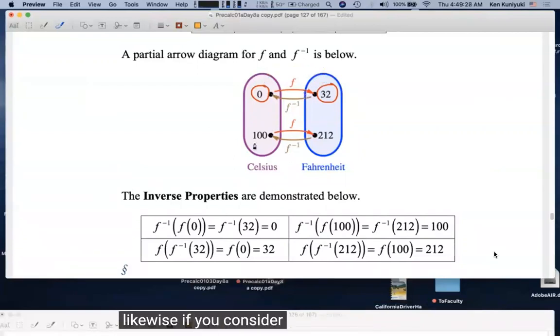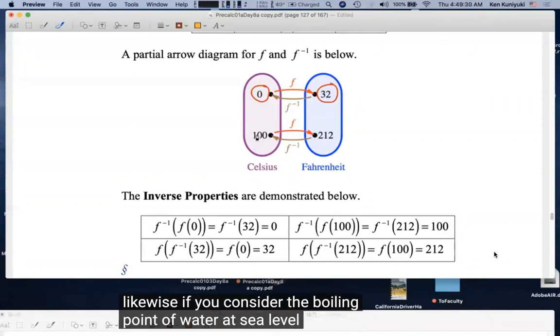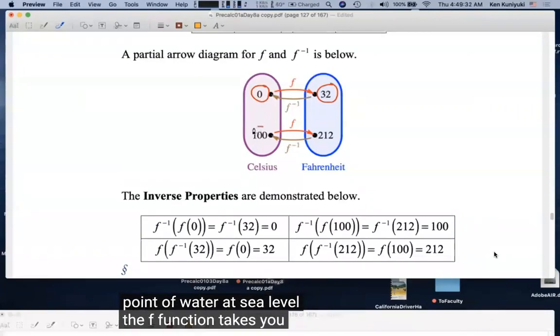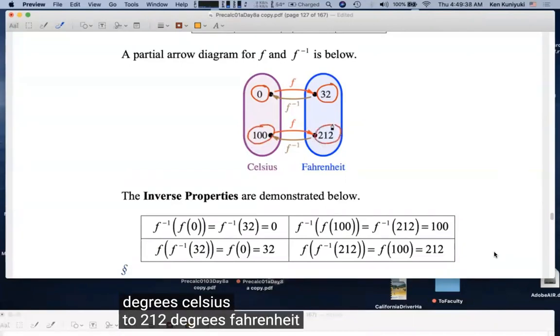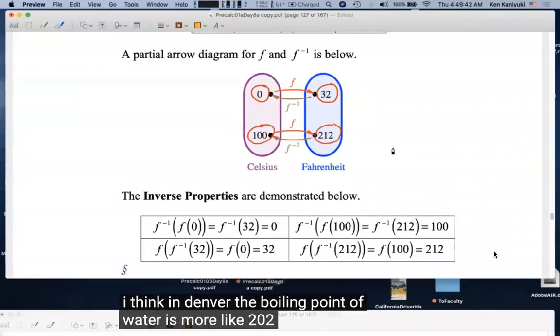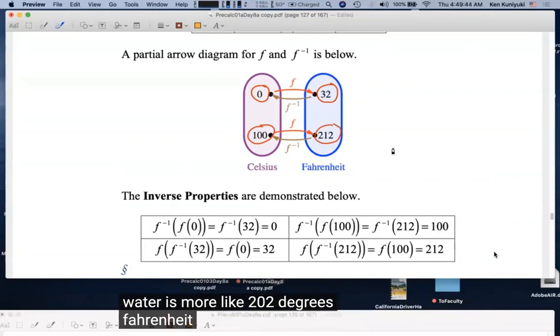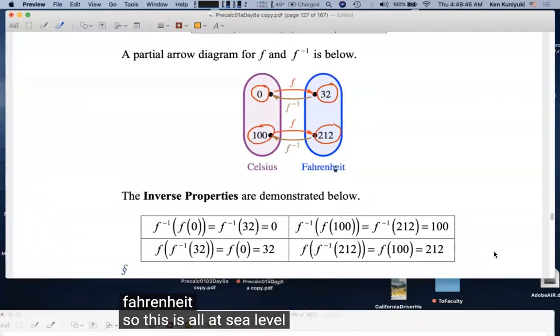Likewise, if you consider the boiling point of water at sea level, the f function takes you from 100 degrees Celsius to 212 degrees Fahrenheit. I think in Denver, the boiling point of water is more like 202 degrees Fahrenheit. So this is all at sea level.